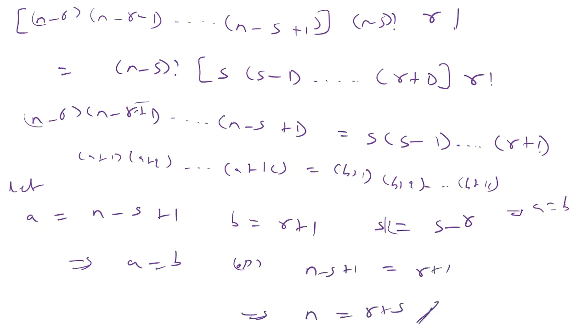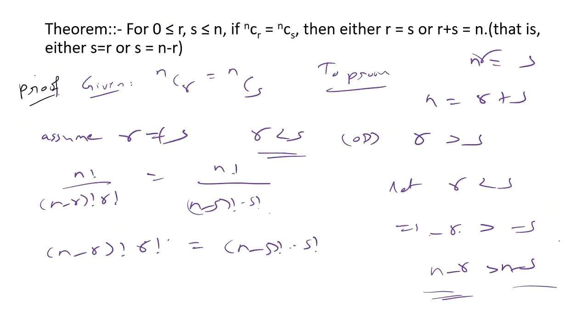So don't get worried about the proof. You have to just remember the statement of the theorem. And the statement of the theorem is like this. If n choose r is equal to n choose s, then we have two choices. The first one is the obvious one, that is r is equal to s, and the second one is n is equal to r plus s.